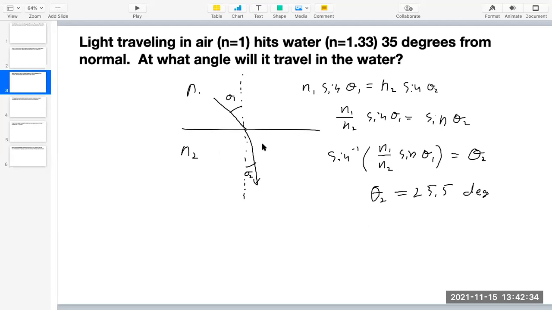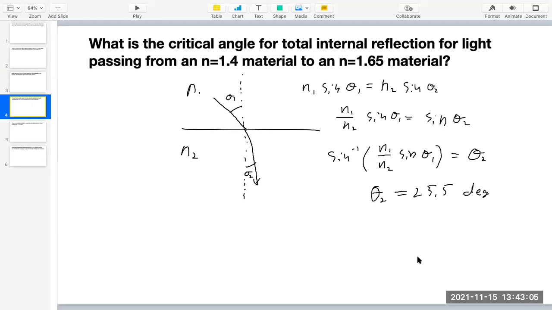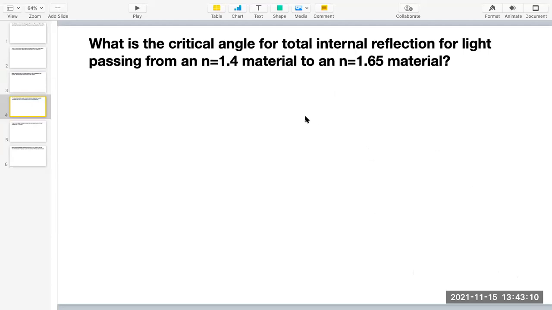I will usually just ask for things from normal. So I guess if I wanted to answer this more completely, I would say 25.5 degrees from normal. Okay, sounds good. That'd be the easiest way of expressing things. If you need to be clear, just say you're measuring from normal. We don't need to get fancy. Well, I guess in one of these problems, I will get fancy. We're not there yet.